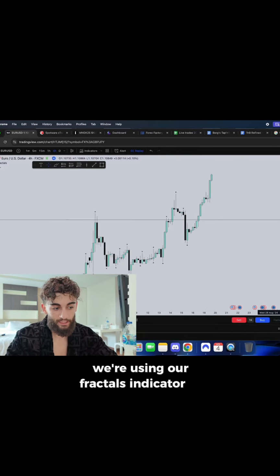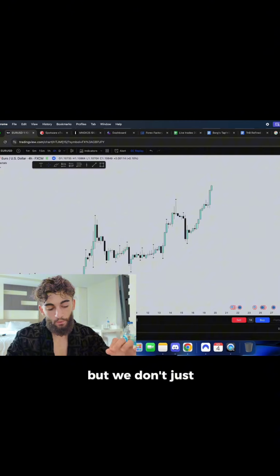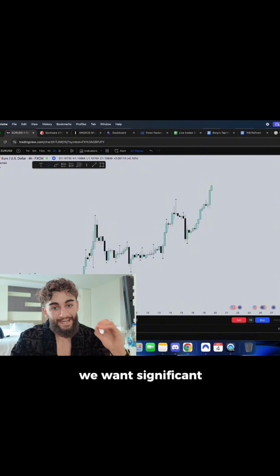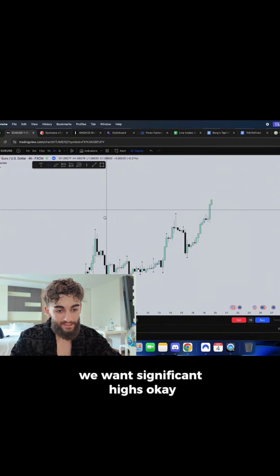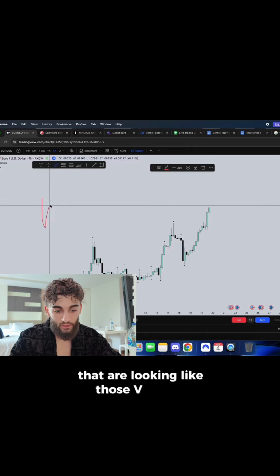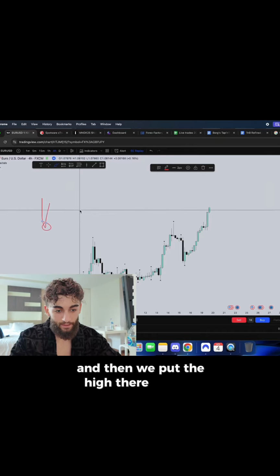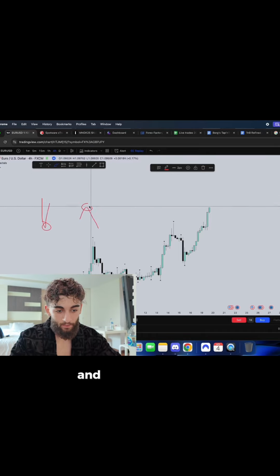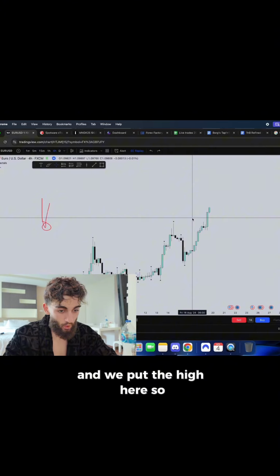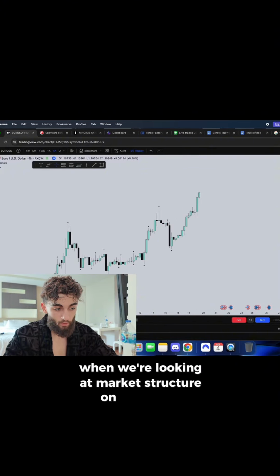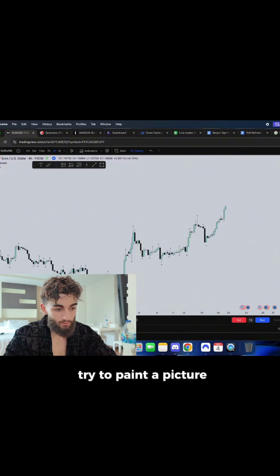We're using our fractals indicator to mark out highs, but we don't just want the highs, we want significant highs, okay? These are the highs that are looking like those V shapes, and then we'd put the high there, or an N shape, and we put the high here. So when we're looking at market structure on the 4 hour, try to paint a picture of the trend.